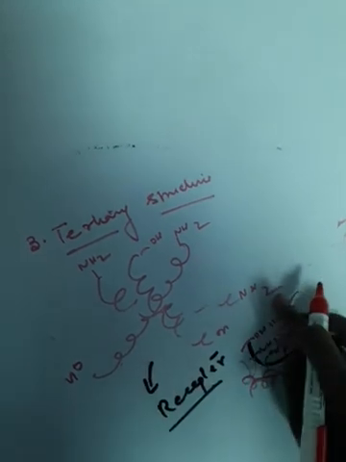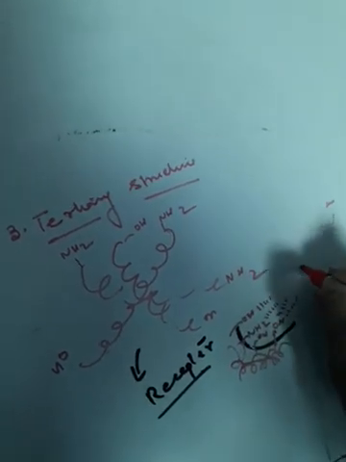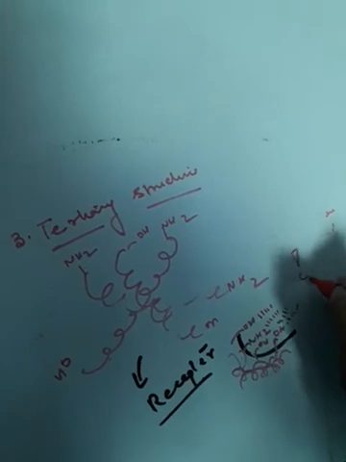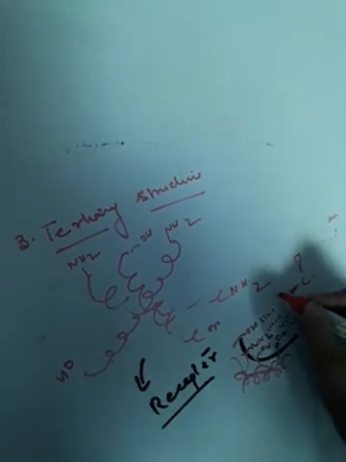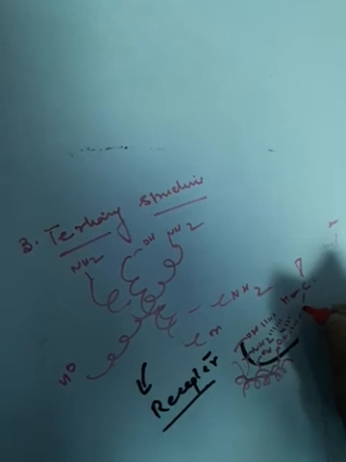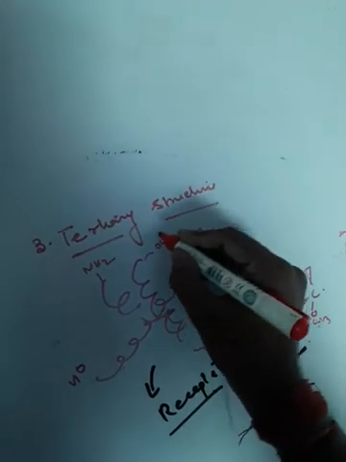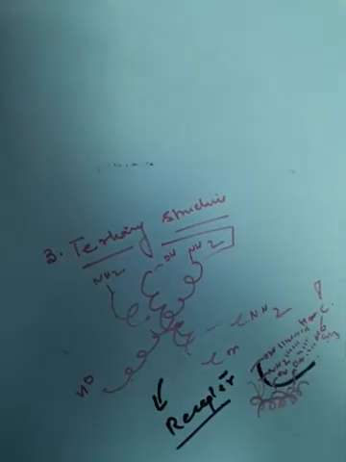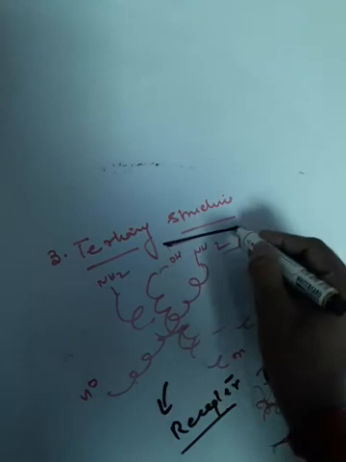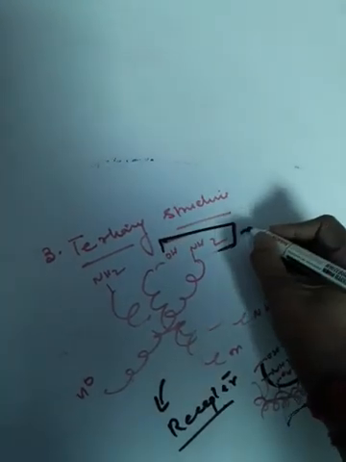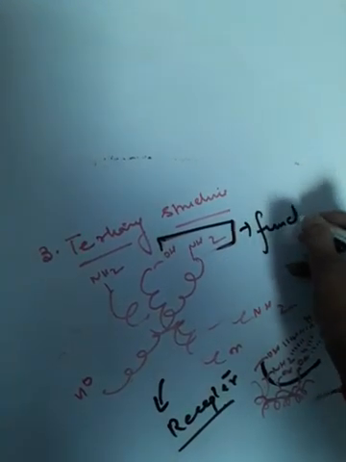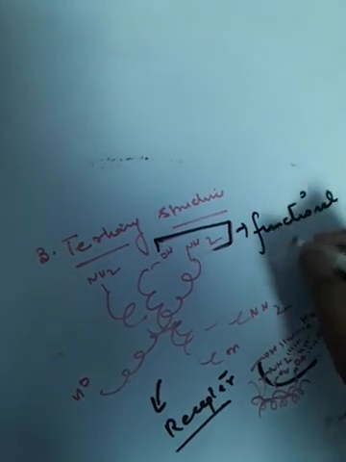Suppose this is a drug, where H is present, where OCH3 is present. It will interact from these pockets. It is called a functional protein.